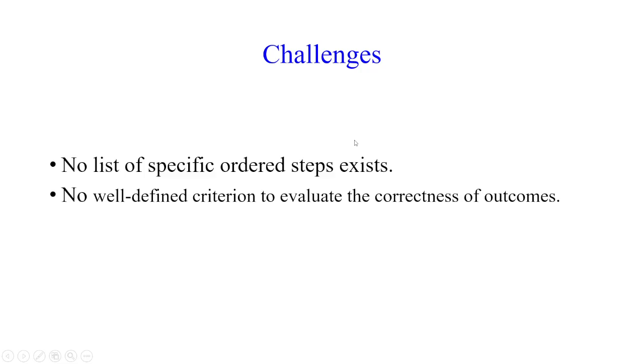Next, we'll talk about the challenges. So, no list of specific ordered steps exists. That's what we saw, like we discussed in the previous slides. So, you cannot simply follow a procedure and find the answer. Secondly, there is no well-defined criterion to evaluate the correctness of the outcome. So every time there is a shift happening. These two challenges explain why ill-structured problems remain among the hardest for AI systems to address.